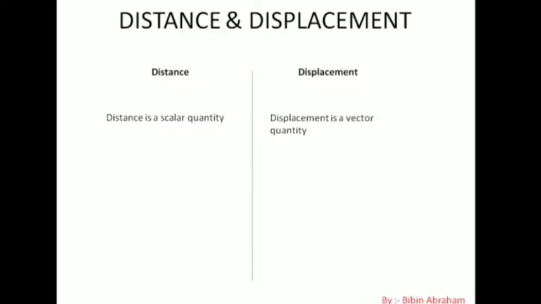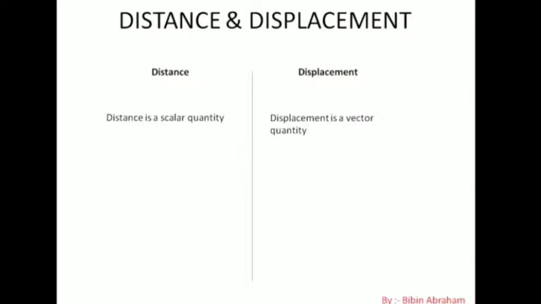All right, distance is a scalar quantity. This means distance is just a value, that means 90 kilometer you have traveled. On the other hand, displacement is a vector quantity. That means it also comes with direction, in which direction you have traveled.